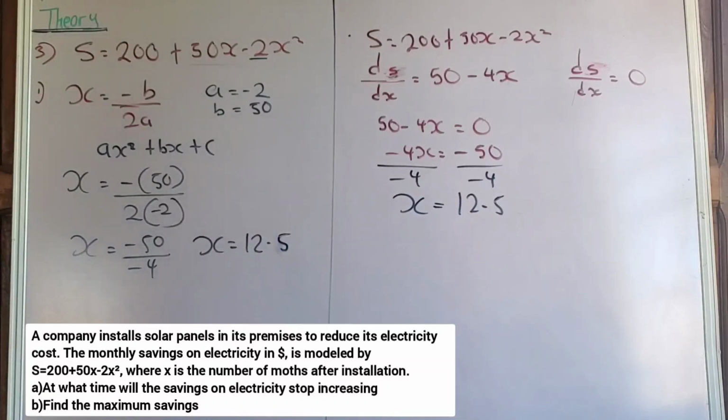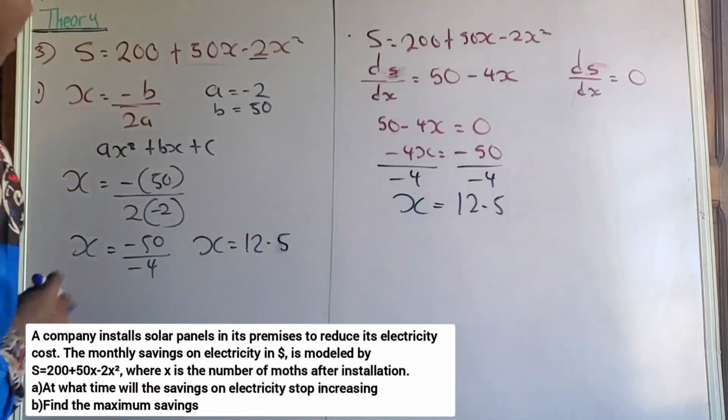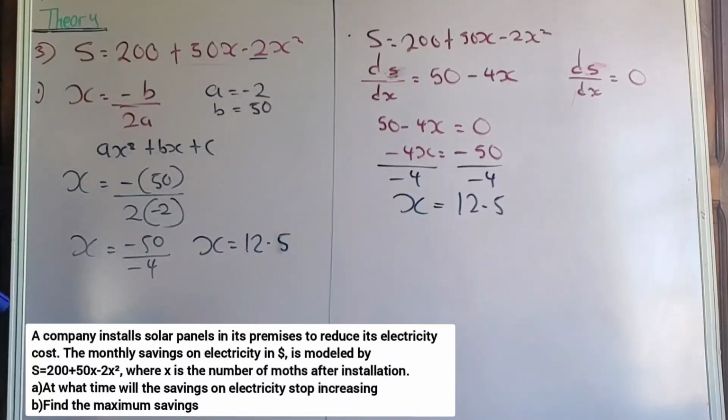Are you getting it? So the vertex of the parabola is this, and at the vertex of the parabola there is no change in the position of the curve. Okay, so that is the solution to that question. That's the first question.